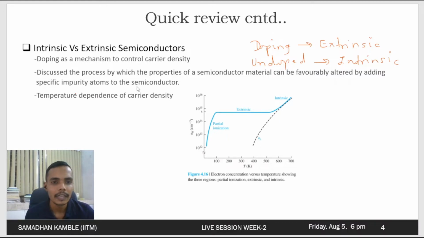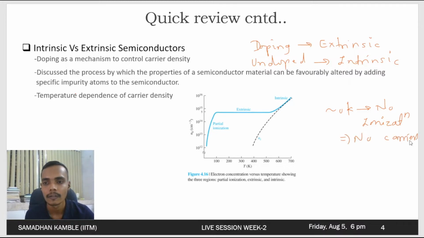There is also one fact that the carrier density is temperature dependent. If you look at this particular graph, it tells you that the carrier density is a function of temperature, and it shows a very peculiar characteristic. For this region, close to 0 Kelvin, there are no carriers. I mean, no ionization has occurred, which means there are no carriers inside the conduction band.